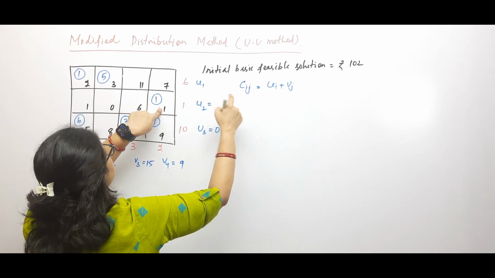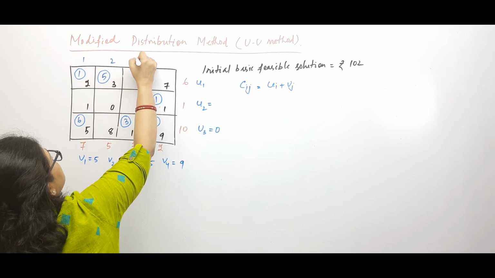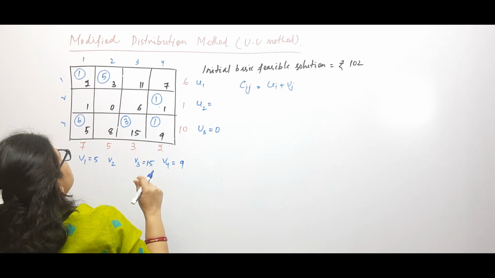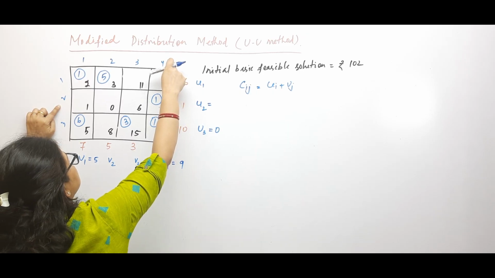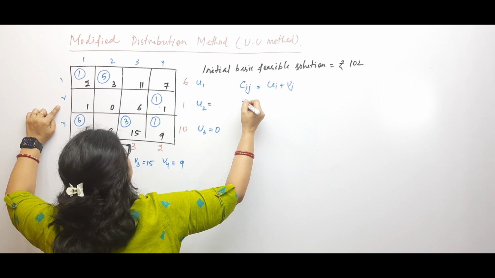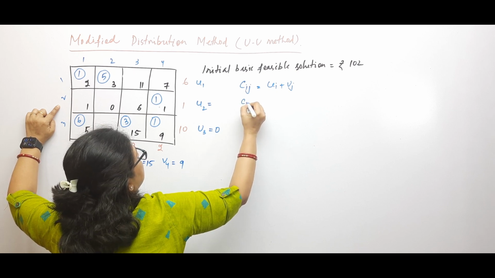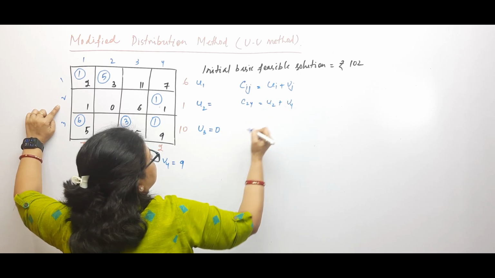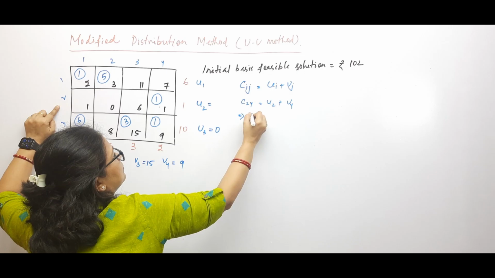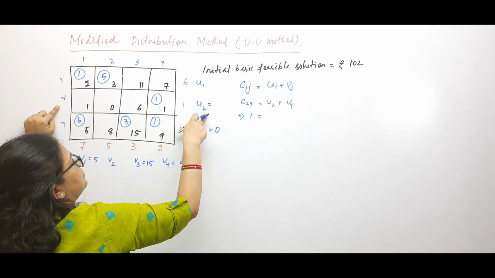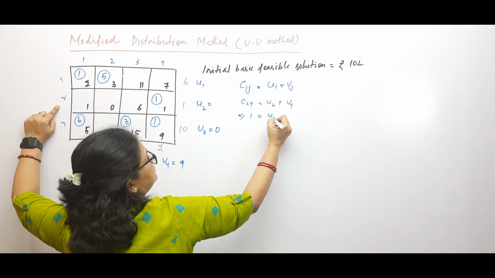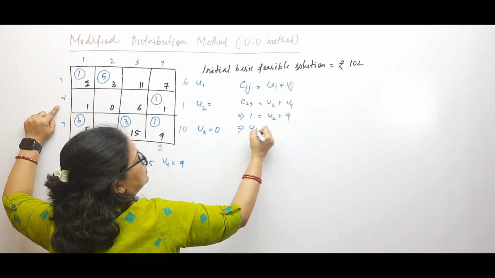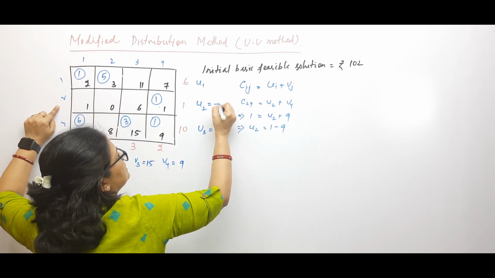This is Cij. Cij means 2, 3, 4, 1, 2, 3. Means this is second row and fourth column. So I can write like this. C second row and fourth column equal to U2 plus V4, which is equal to 1 equal to U2 plus 9. So what is U2 now? U2 equal to 1 minus 9, that is minus 8.